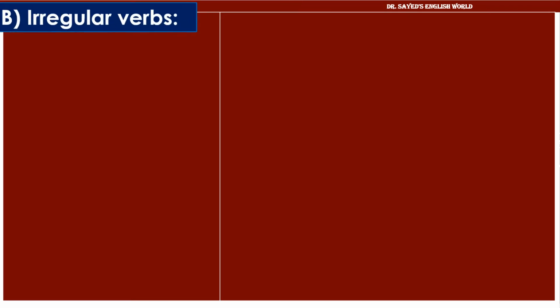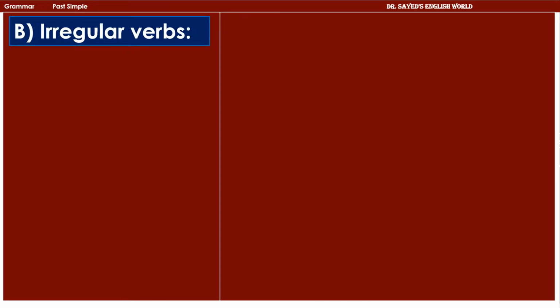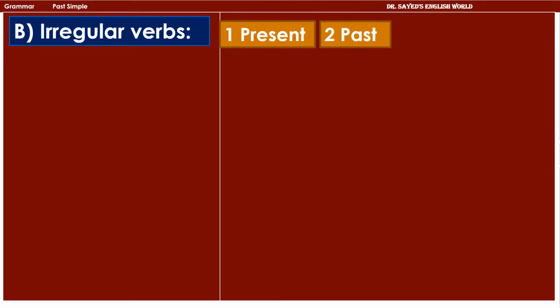Let's now talk about irregular verbs. Okay, as I keep repeating, any verb has three forms. Form 1, which is present, form 2, which is past, and form 3, which is the past participle.